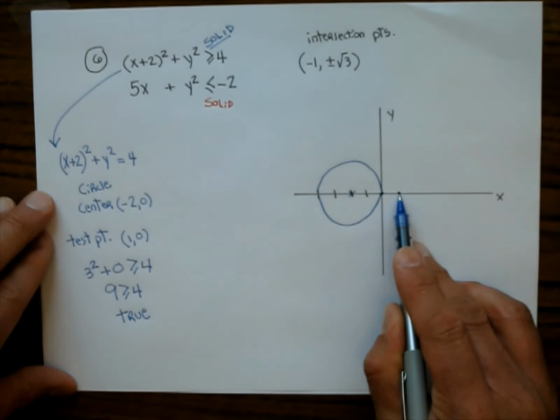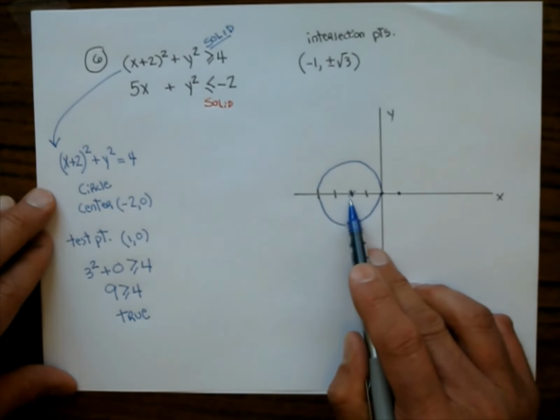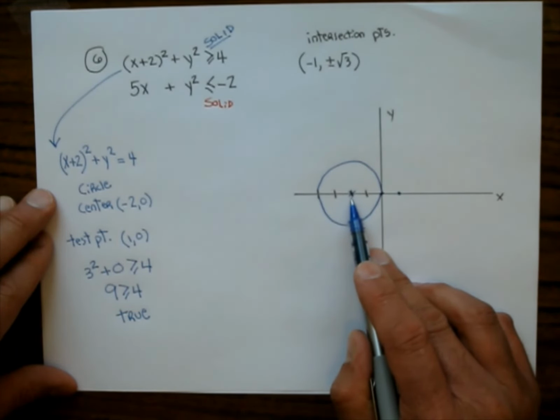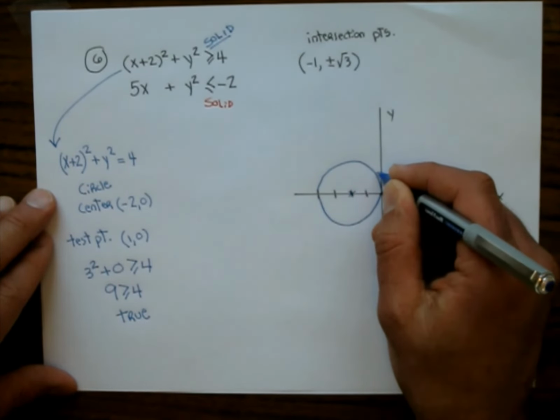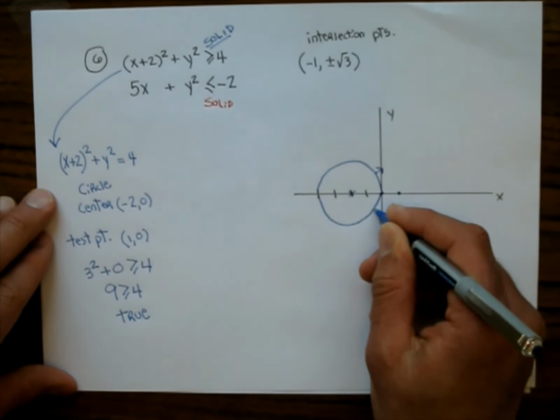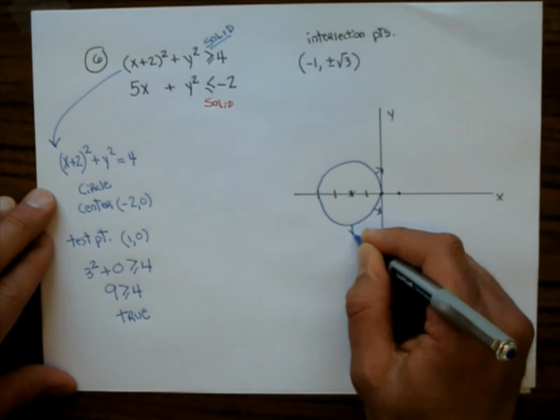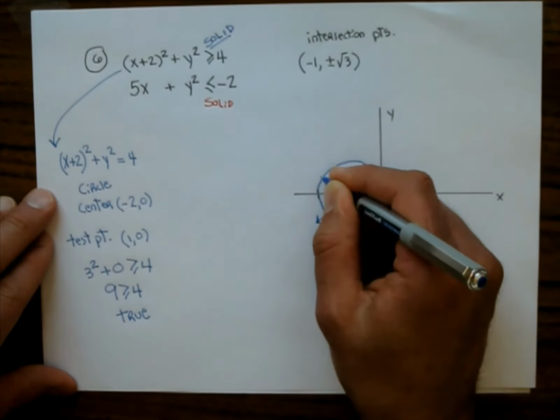Had you picked maybe the point -2, 0, you would have ended up getting 0 is greater than or equal to 4. That would have been false, and that would have told you to shade outside the circle. So I'm going to put little blue arrows, telling me I want my shading outside the circle.